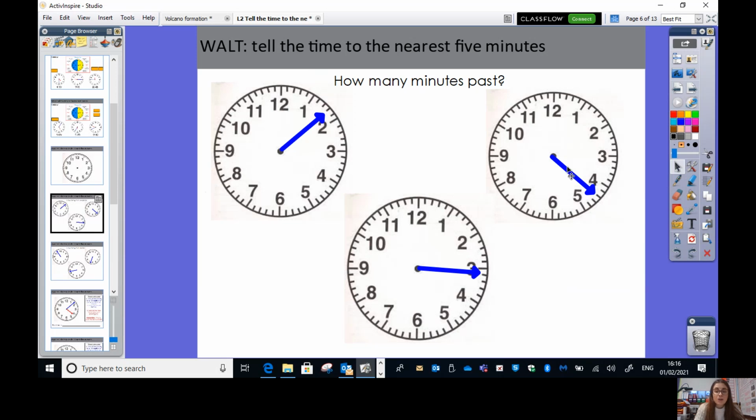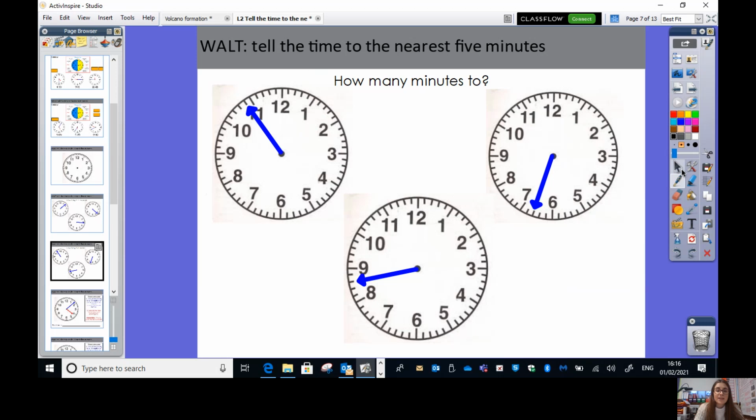And jumping onto my last clock, 5, 10, 15, 20. And let me count my intervals, 20, 21, 22. It is 22 minutes past. So as I've just done there, you can also draw around the outside of your clock to make sure you're really careful when you're counting the intervals.